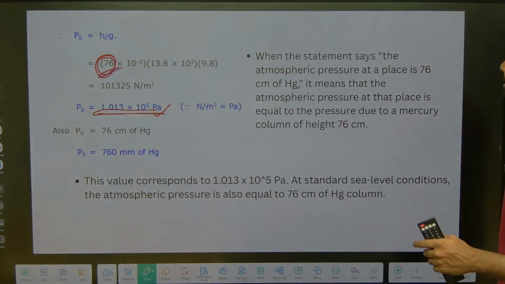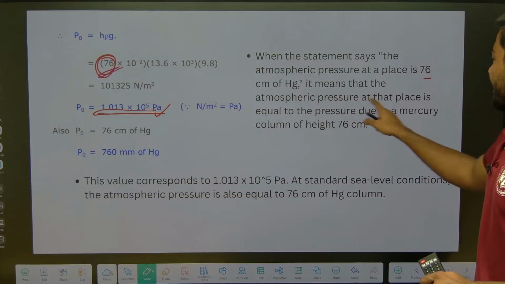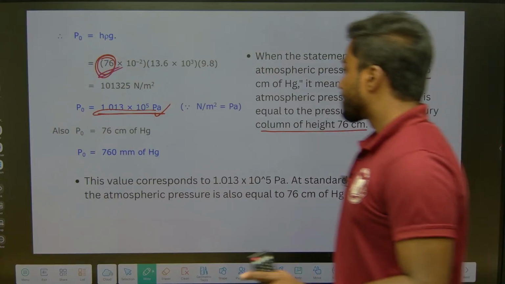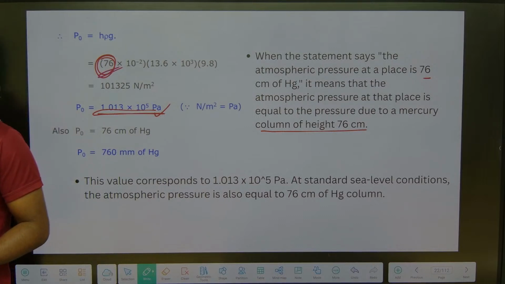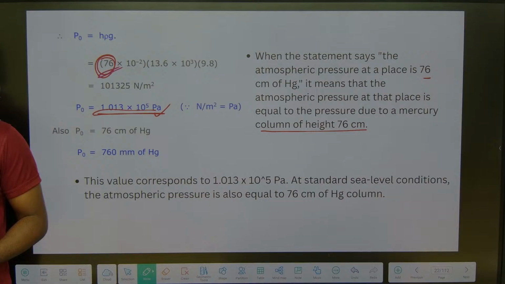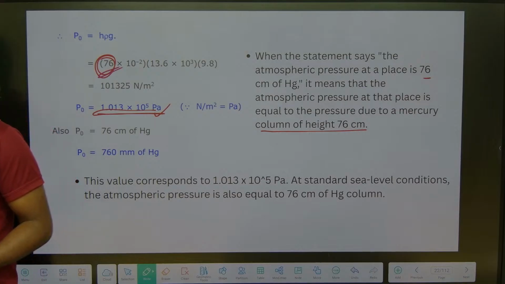When the statement says the atmospheric pressure at a place is 76 centimeter of Hg, it means that atmospheric pressure at that place is equal to the pressure due to a mercury column of height 76 centimeters. This is one of the important questions. You can take a note of this. Done? Can we go for the next one?